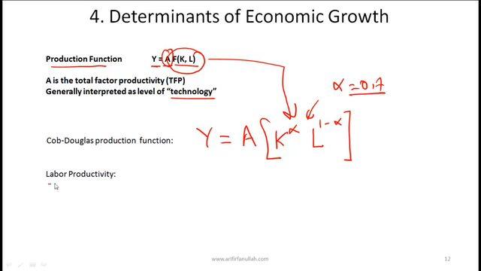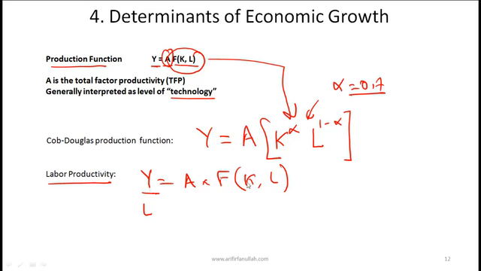Next point is the concept of labor productivity, which, as the term implies, is simply a measure of how productive your labor is in a given economy. So to derive labor productivity, let us go back to our basic relationship here. We can say output is equal to total factor productivity multiplied by some function of capital and labor. So if we divide everything by L, what we have is Y over L. So this essentially becomes our labor productivity. It's our output per unit of labor.